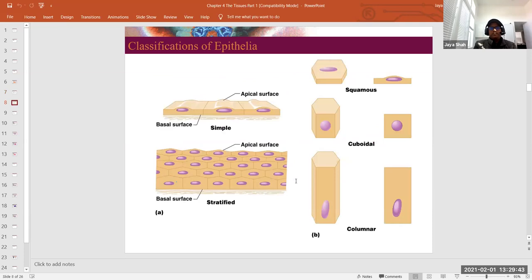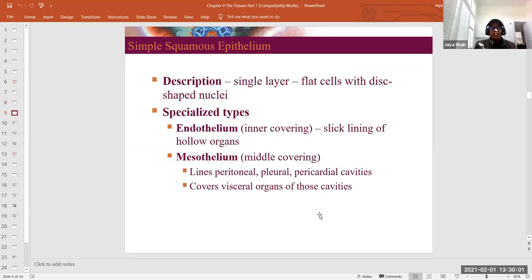So let's see here. This is flat, so there are flat cells lying over the connective tissue. This is squamous. This is cube-like, so we call it cuboidal, and this is column-like, so we call them columnar. Now, simple squamous. Simple squamous means how many layers? One, just one. And the cell type is flattened cells. Squamous means flattened. The description: a single layer of flat cells with disc-shaped nuclei.